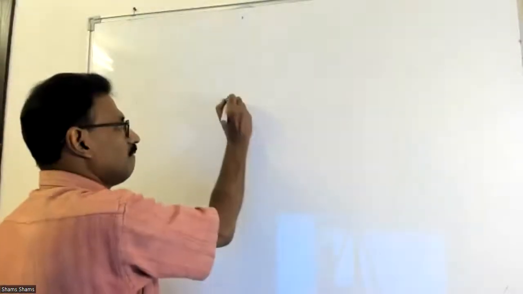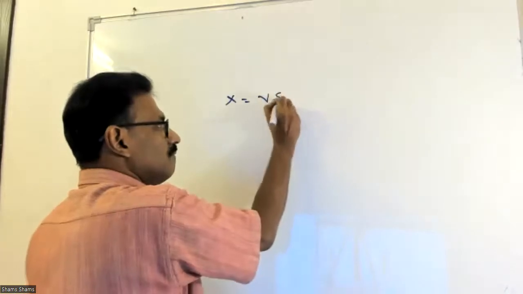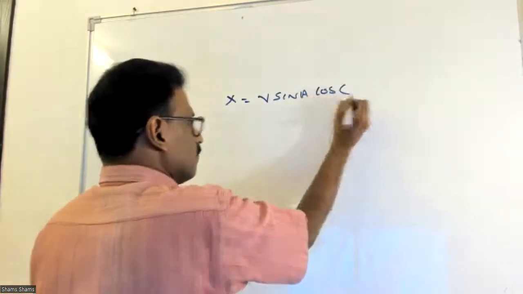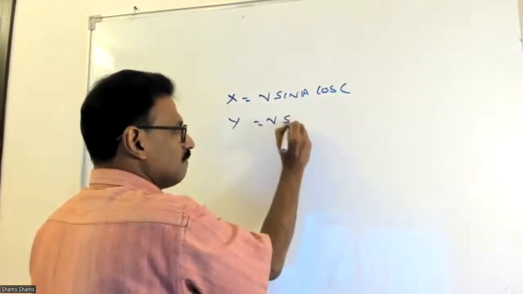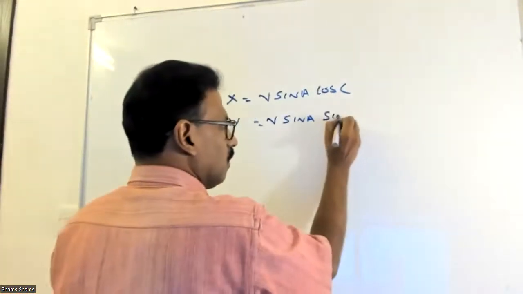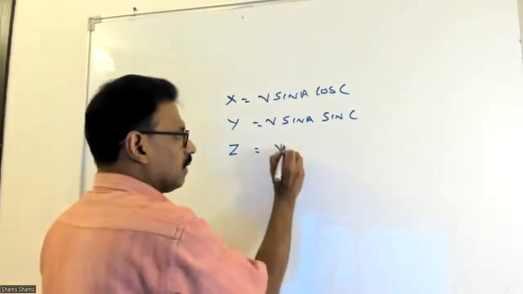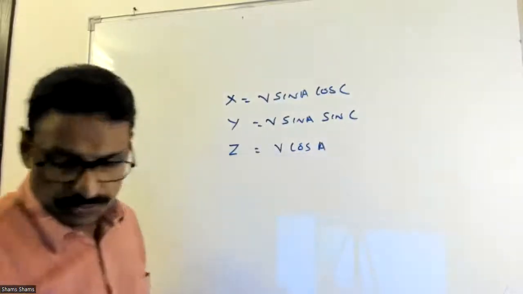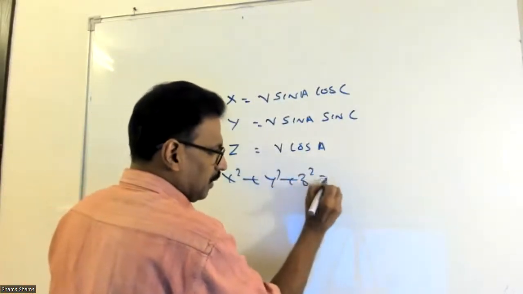Next is: x equal to r sine a cos c, y equal to r sine a sine c, z equal to r cos a. Prove that x square plus y square plus z square equal to r square.